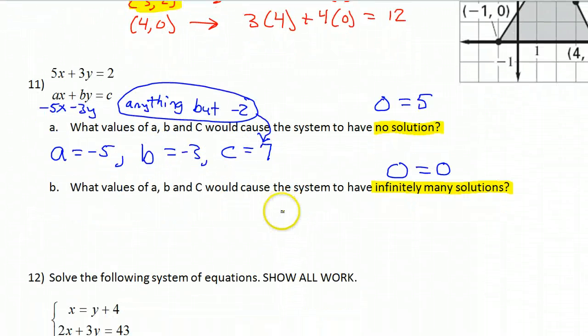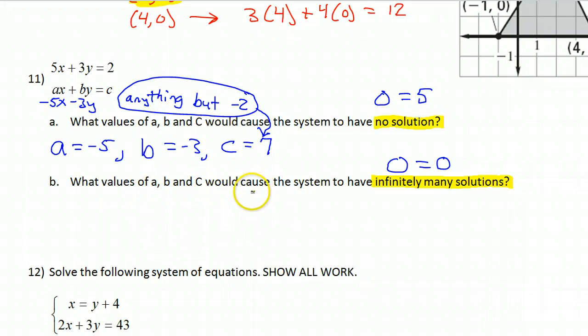And then for part B, what values of A, B, and C would cause the system to have infinitely many solutions? Here is where we do want it to be negative 2. So here we would say A equals negative 5, and B would still have to equal negative 3 in order to cancel that out. But this time, to be infinitely many, to get the 0 equals 0, the C, the constant, has to cancel out too. So C would have to be negative 2. Okay, boom. That's how you do that.